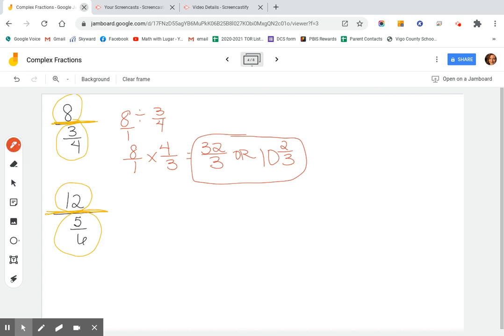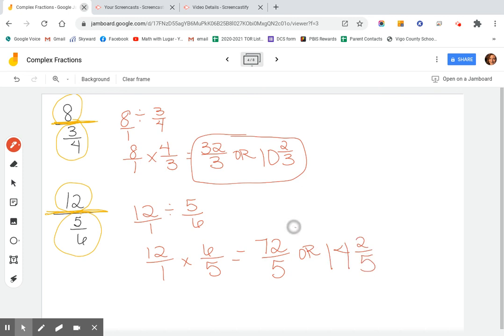So my snowman is really showing me 12 divided by 5/6. I'm going to make that 12/1, and then I'm going to keep it, change it, and flip it. Nothing cross reduces, so just go ahead and multiply. You'll get 72 over 5. Or 5 will go in there 14 times. That would be 70. So 2/5 left over.